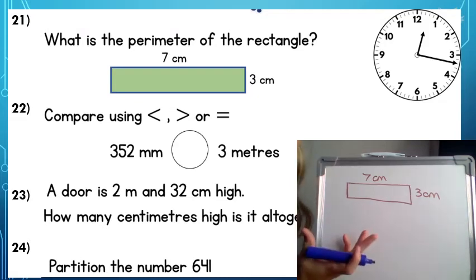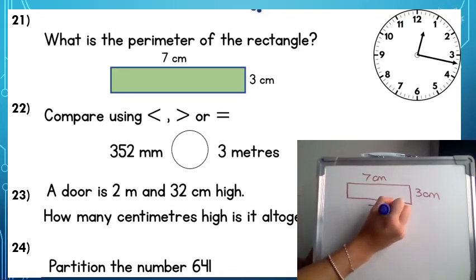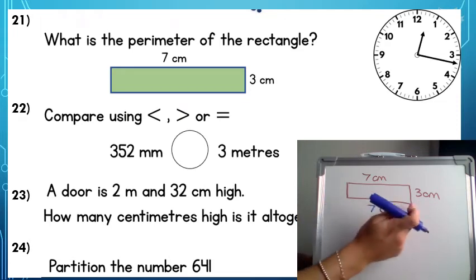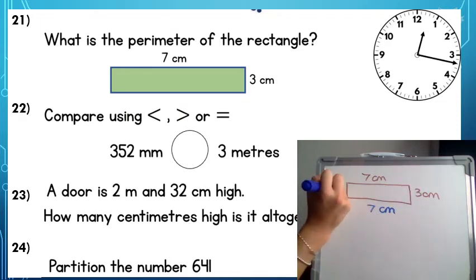Now, I know a rectangle has 2 sides the same and the other 2 sides the same. So I know that if the top line is 7 centimetres, the parallel line underneath is also going to be 7 centimetres long. Alternatively, this line is 3 centimetres. The parallel line at this side is also going to be 3 centimetres because it is a rectangle.